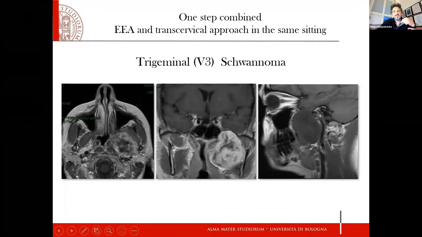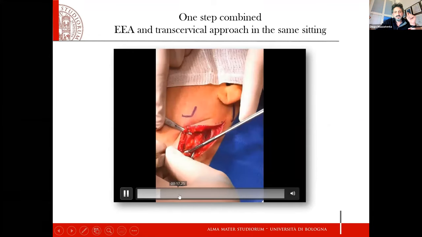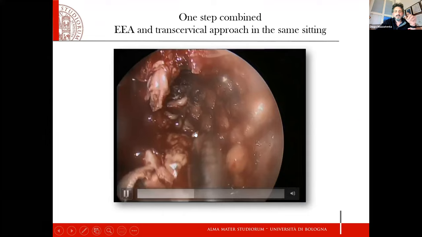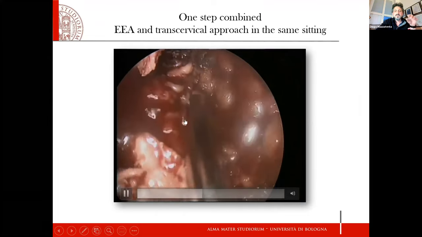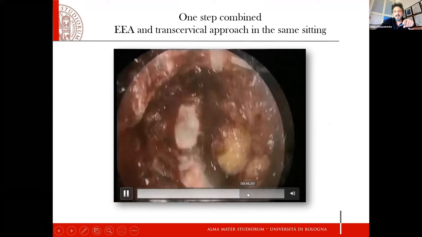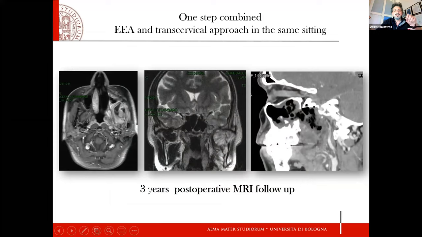Another case, this is a V3 schwannoma, but the tumor was located a little below, in the floor of the middle fossa. So we chose to combine in the same procedure a double approach, endoscopic endonasal and transcervical. Using a very small transcervical incision, it was possible to control the tumor, using an endoscopic free hands technique, and also to control laterally, transcervically, the lateral part of the tumor. This was the result, and this was the MRI after 3 years of follow-up.